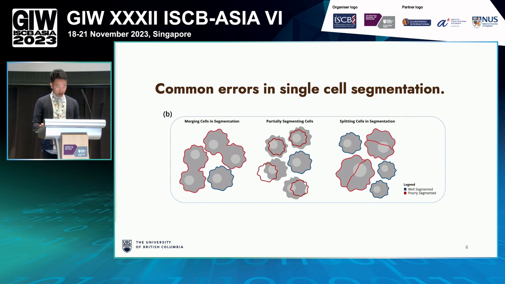So next, I would like to discuss another challenge of applying segmentation approaches, which is the identification of common errors. These common segmentation errors include partially segmenting cells, as we can see in the middle, splitting cells apart on the very right, and then on the very left, merging cells in segmentation. So identifying these errors requires pathologists to examine each image one by one.